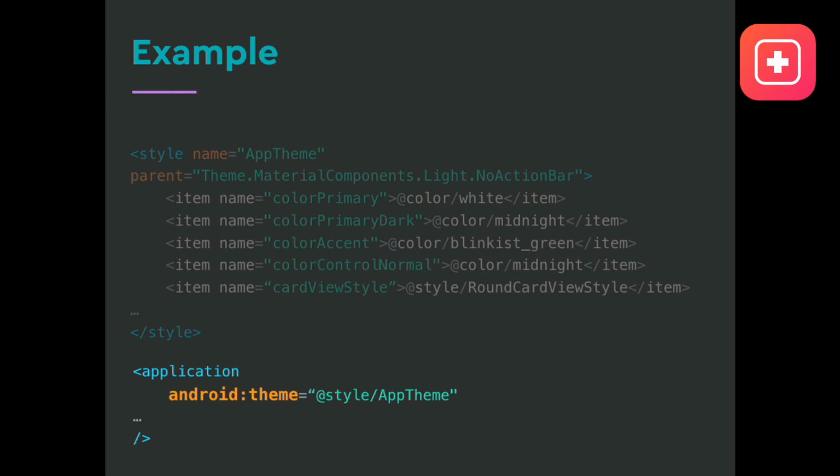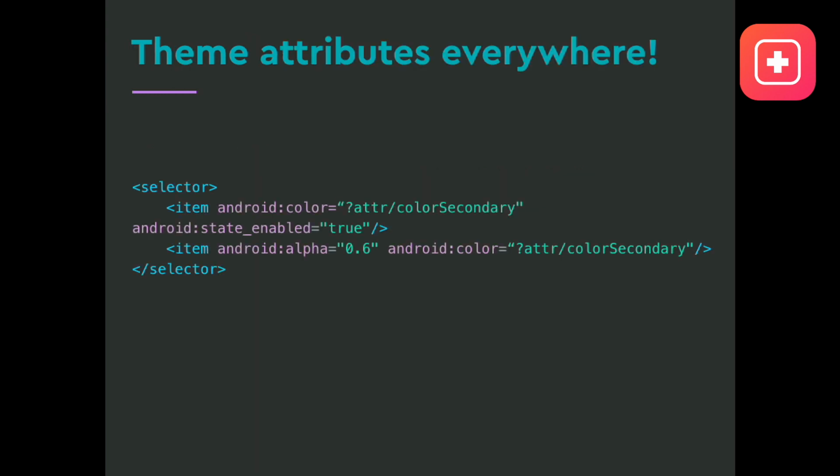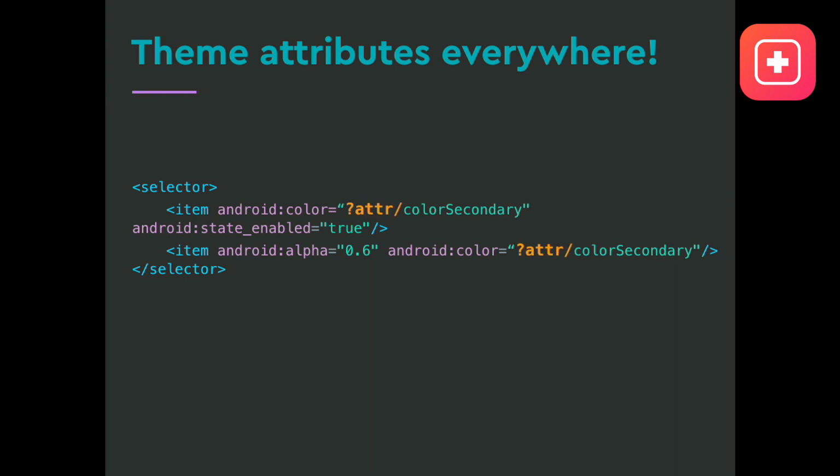And a very powerful feature that comes with using themes is that you can use them almost everywhere. Color state lists, styles, drawables, etc. So in this case, I'm using it in a color list drawable, and I'm saying I want the color to be color secondary when enabled. When disabled, I still want it to be color secondary, but with an alpha of 0.6. And I'm able to reference these theme-level attributes using this ?@ syntax. The @ is optional, so you could drop it.